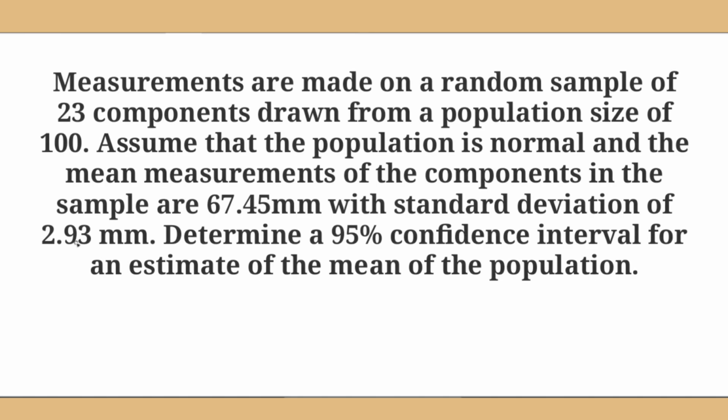For our first example, we will read: measurements are made on a random sample of 23 components drawn from a population size of 100. Assume that the population is normal and the mean measurement of the components in the sample is 67.45 mm with a standard deviation of 2.93 mm. Determine a 95% confidence interval for an estimate of the mean of the population. So, we'll need to list the givens first.